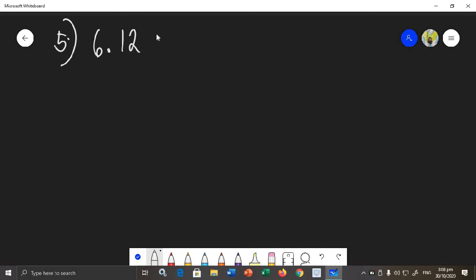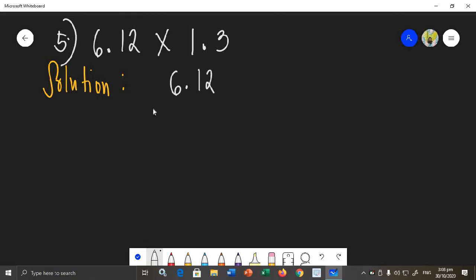Okay, so 6.12 times, let's say, we have 1.3. This is also a mixed decimal, no? So, merong value yung sa left side ng decimal point niya. May 1. Hindi na yan 0, katulad ng kanina. So, yan. And then again, applying the rules, I'm going to write this in vertical form. So, 6.12 times 1.3.